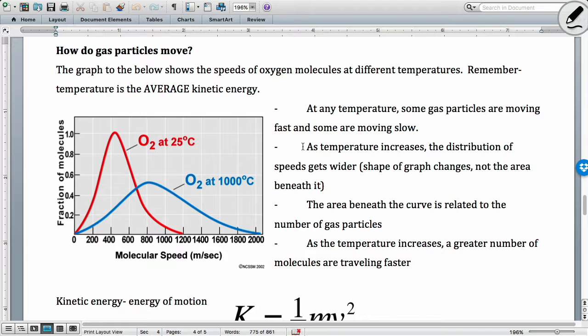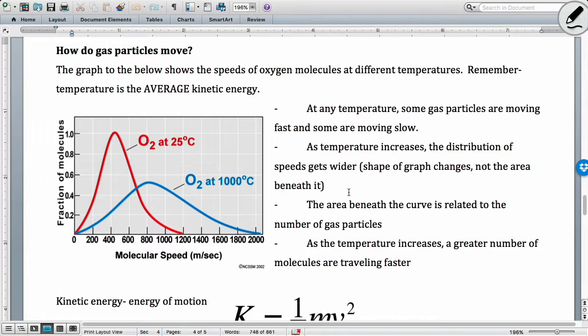As temperature increases, the distribution of the speed gets wider. So notice the O2 gas at 1,000 degrees covers a much wider range. There are more particles moving at different speeds. But the area beneath the graph doesn't change because it's the fraction of molecules. You only have a certain number of molecules. The area beneath the curve is typically related to the number of gas particles.